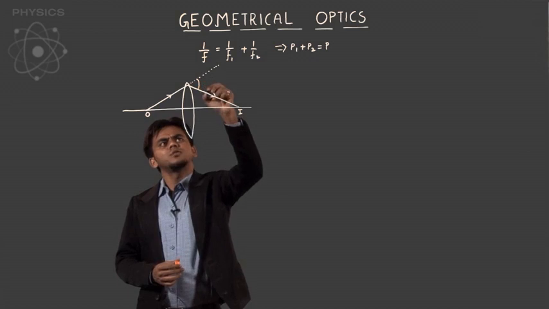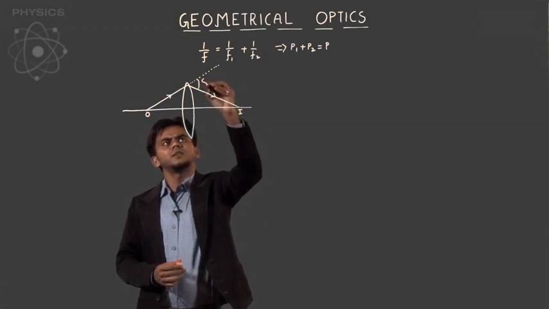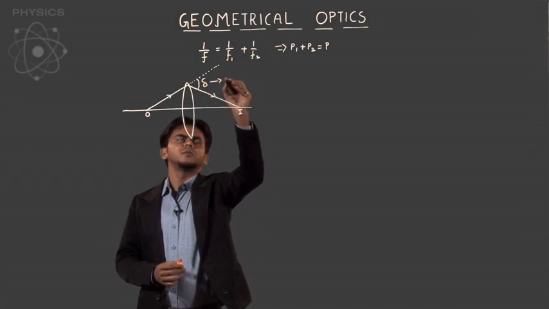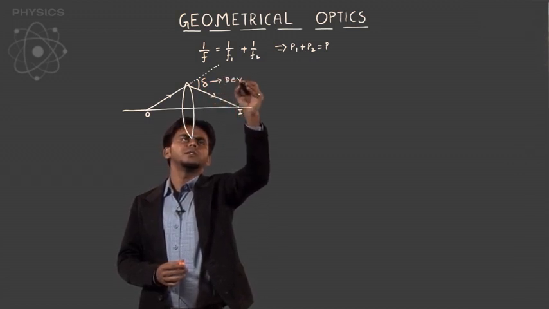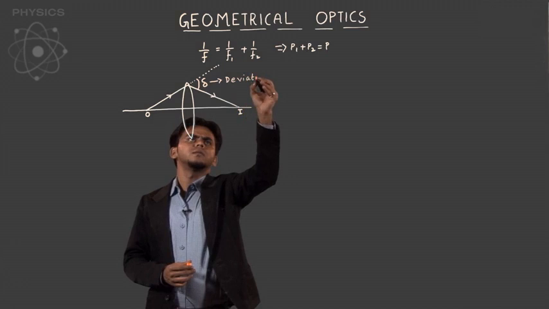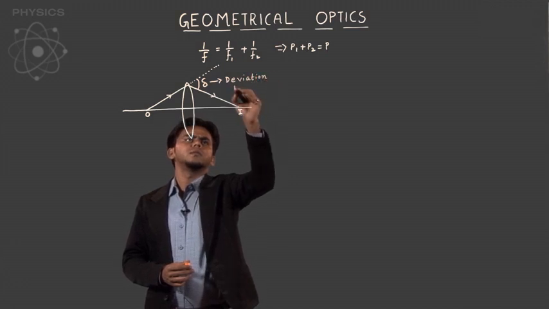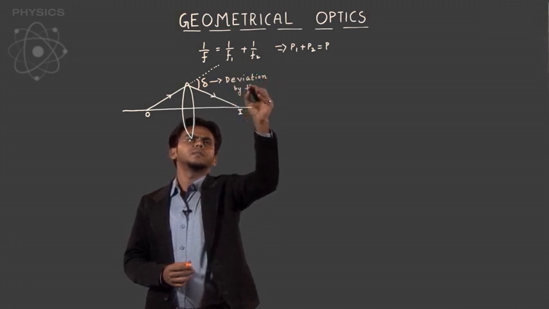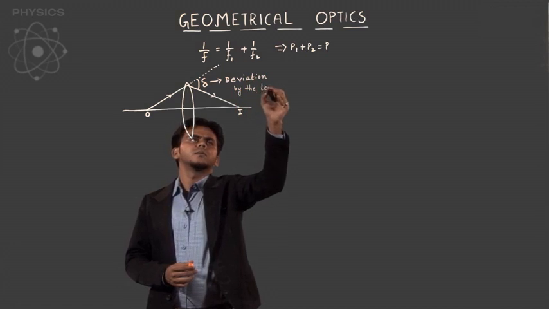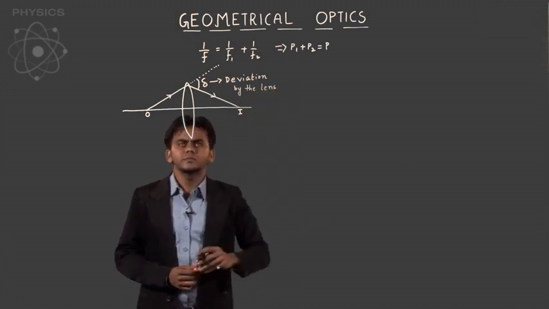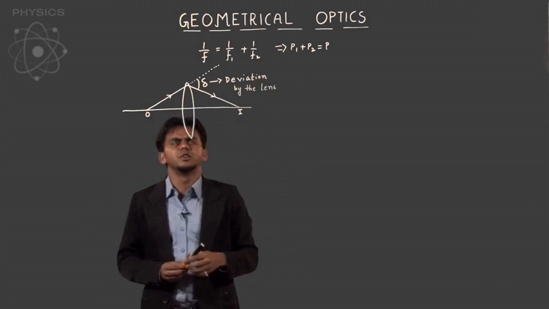But now it is going in this direction. So this is the delta produced, or rather the deviation produced. Just write deviation by the lens. Now, how would I find the value of this deviation?